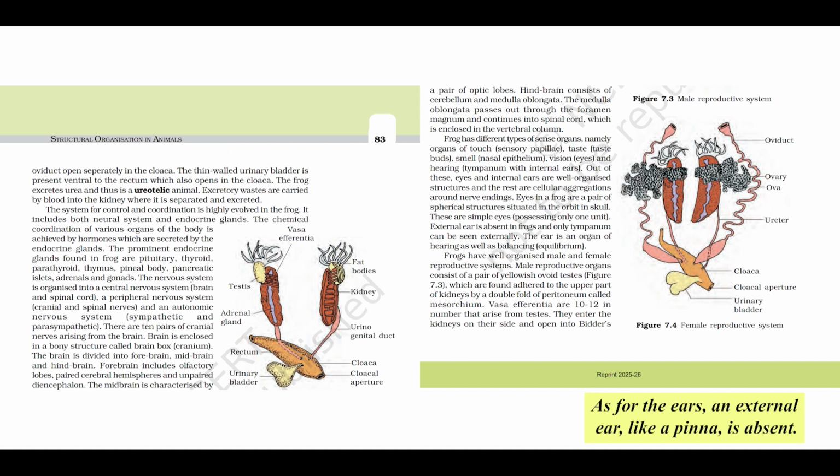As for the ears, an external ear, like a pinna, is absent. Only the tympanum is seen externally. Despite this, the ear serves a dual function. It's an organ of hearing and also vital for balancing equilibrium, helping maintain posture and orientation, critical for movement.